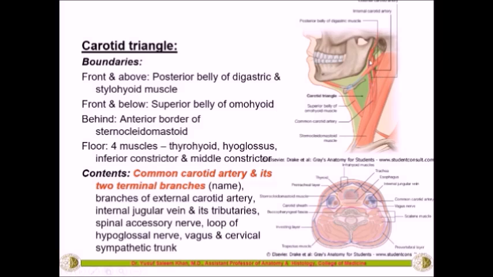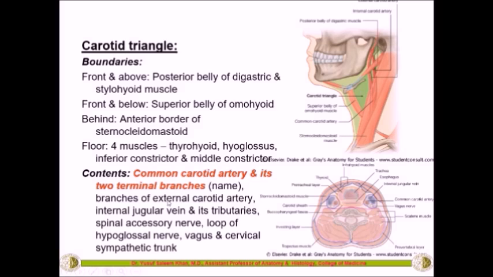The external carotid artery will give a lot of branches, almost 8 branches, and supply the neck, face and scalp, everything. So that's why these are one of the most important content. That's why it is called the carotid triangle, because it has the carotid artery, the common carotid artery and its branches.